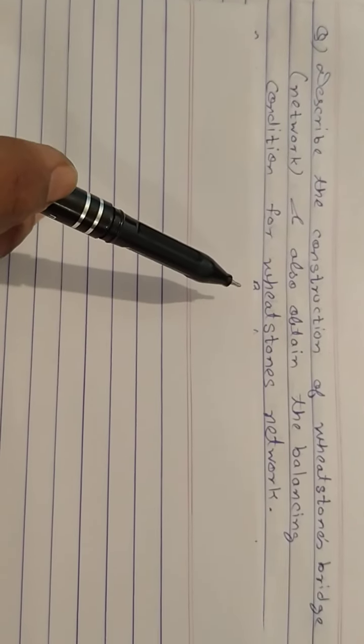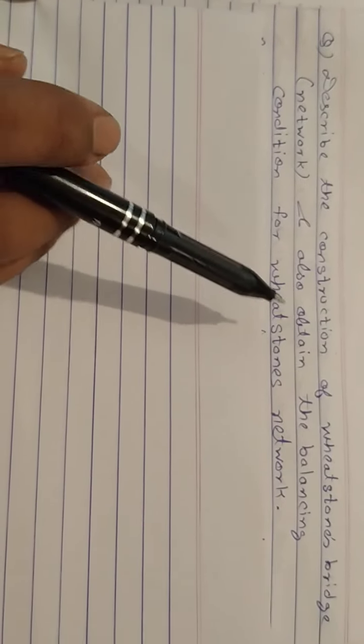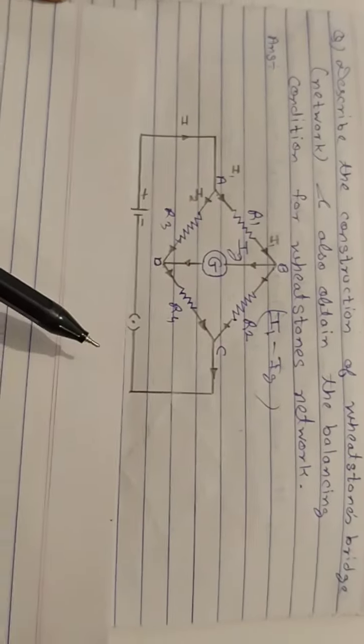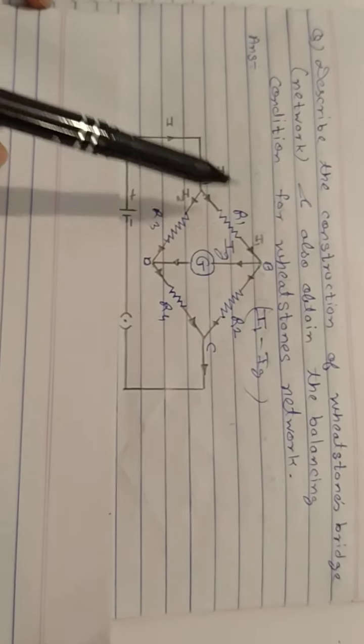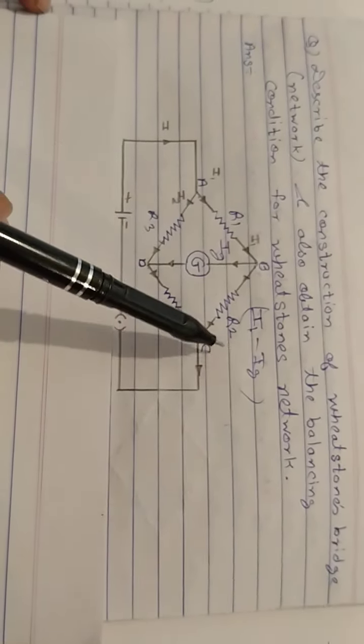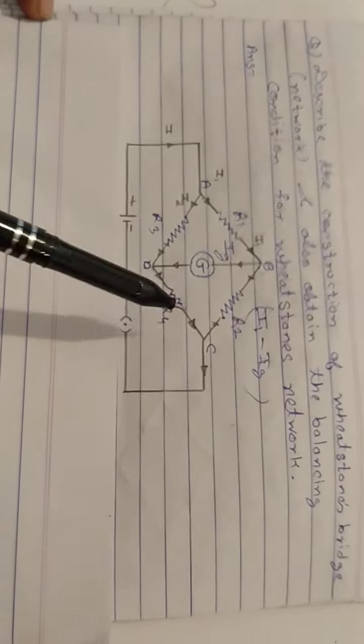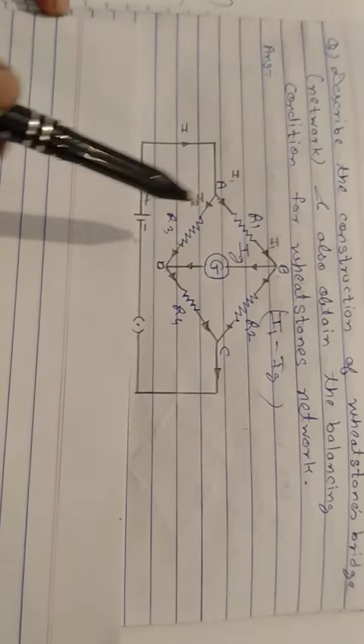Students, what is Wheatstone network? For that, first we have to understand the circuit of Wheatstone network. The circuit of the Wheatstone network bridge is as shown in the figure. What we observe, it consists of 4 resistors: R1, R2, R3, R4. It is connected like as shown in the figure.